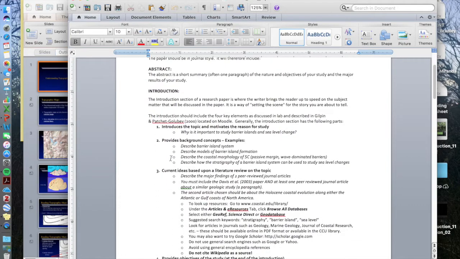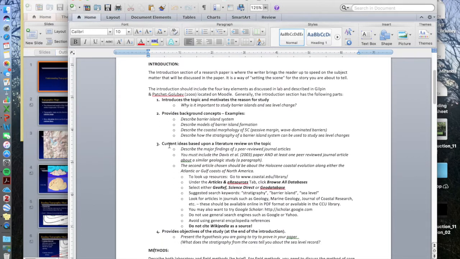Things we'll be looking at: we'll be writing an introduction, and that is broken down into 4 different parts. First, you're going to introduce the topic and the why, so the motives for the study. Why is this study important? Why are barrier islands important? Why is sea level change important to understand?